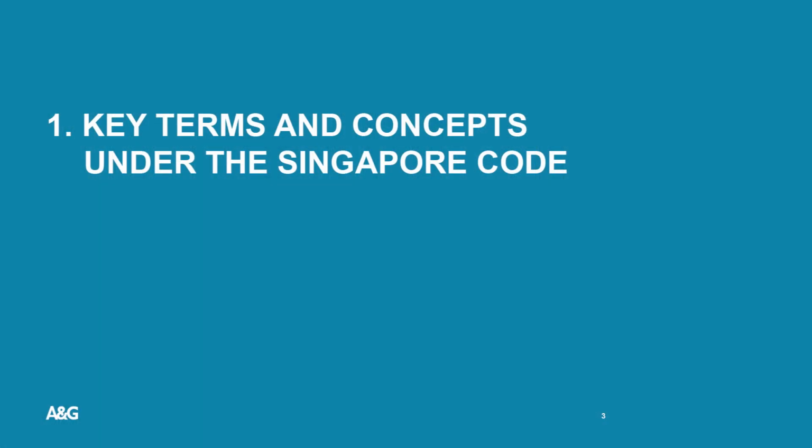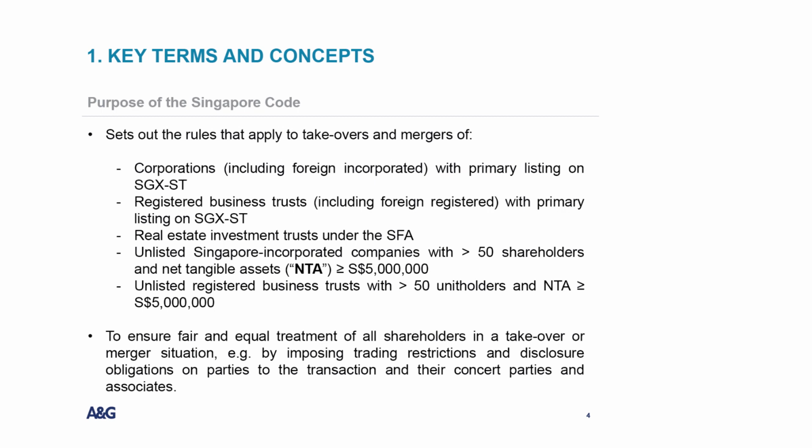Now, I think before I go into details about the exempt status, I just want to set the background or the context in which these exemptions will be relevant for your trading activities. Some of this probably would be quite familiar to you, but in a Singapore context, the Singapore Takeover Code will apply whenever there's a takeover of any company, REIT, or business trust that's a primary listing on a Singapore exchange. The code will also apply to takeovers of certain unlisted companies, namely companies or business trusts with more than 50 shareholders or unit holders and NTA of 5 million or more.